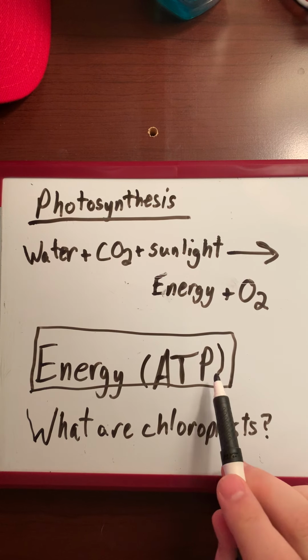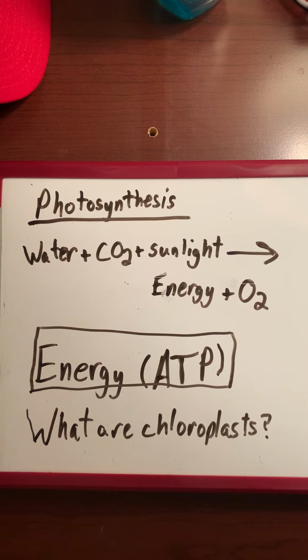ATP is very important. You'll get questions on this. Adenosine triphosphate is what it is, but we just call it ATP because that's a mouthful. ATP powers plants. ATP is where the energy from plants comes from. It is the main source of power for plants. There are other ways, but ATP is the most important.